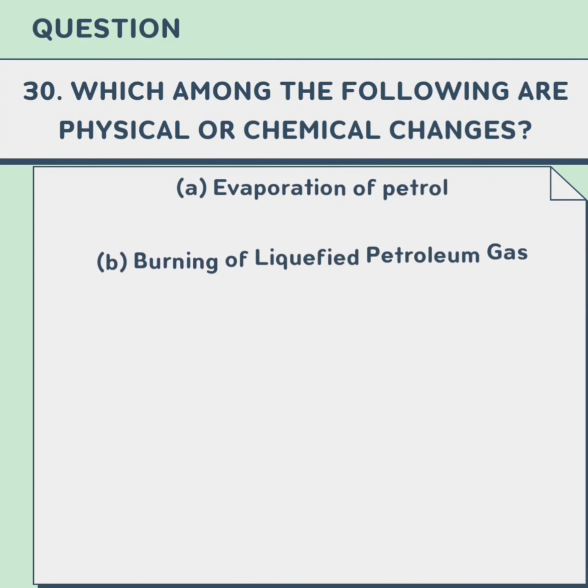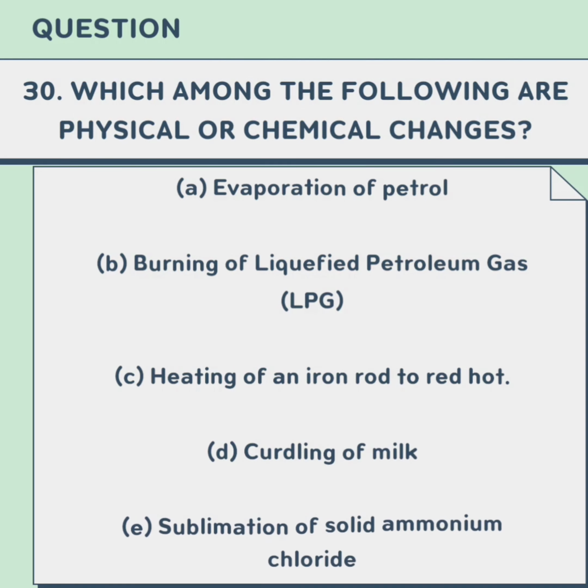30. Which among the following are physical or chemical changes? A. Evaporation of petrol. B. Burning of liquefied petroleum gas (LPG). C. Heating of an iron rod to red hot. D. Curdling of milk. E. Sublimation of solid ammonium chloride.